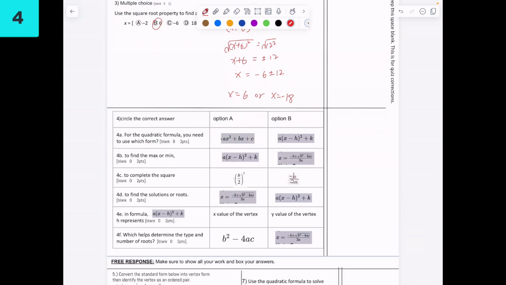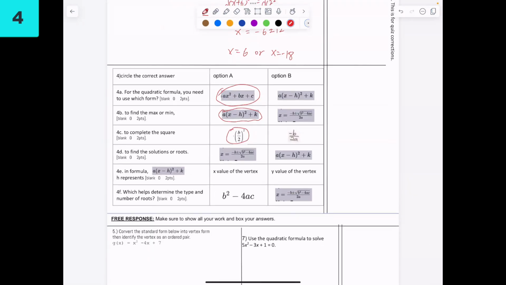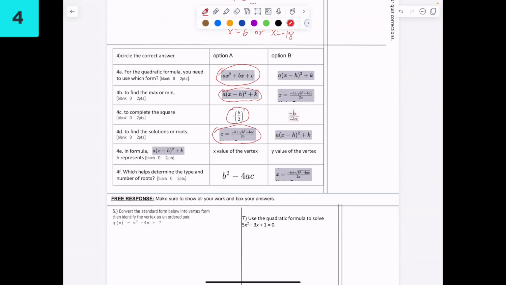Okay, for the quadratic formula, you need to use which form? This quadratic formula is the one where we only have a, b, and c, right? Those parameters. So that's option A. Find the maximum or the minimum, then that's the vertex form, right? Because the vertex tells us about the maximum or minimum. And then to complete the square, we're going to use half of the b value, so that's this one. And to find the solutions and roots, we're going to use the quadratic formula, so it's this one.